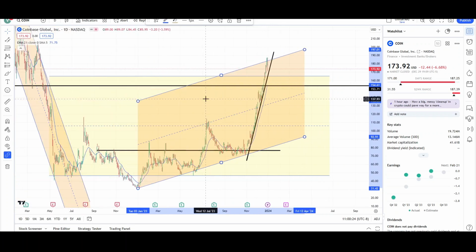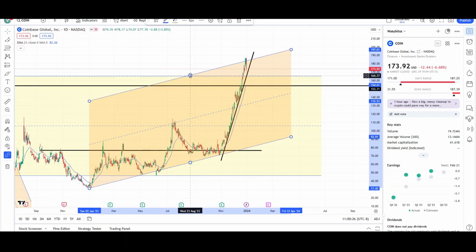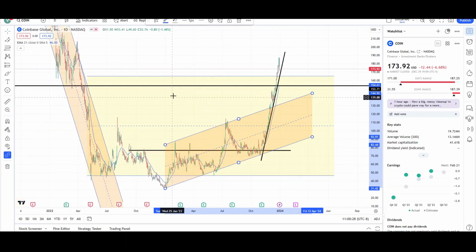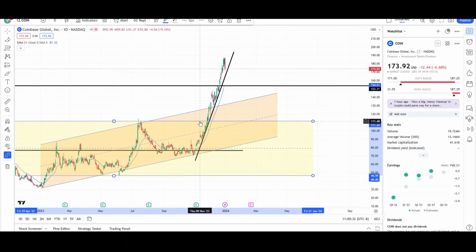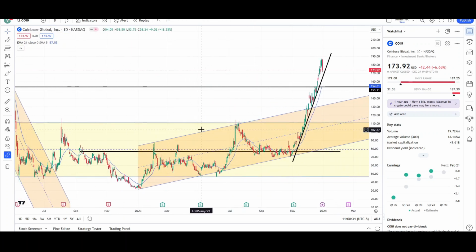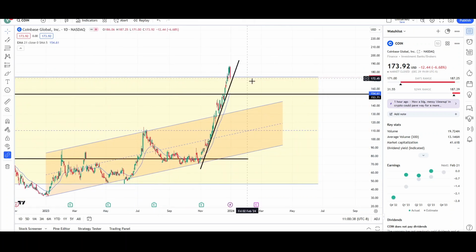Price did also double this yellow range. So previously price was in this yellow range, and when price breaks out of a range, you can usually double it as well. So that was also a nice target. So basically, the 170s, 180s was a good target for this impulse up higher. And now we're expecting a pullback.